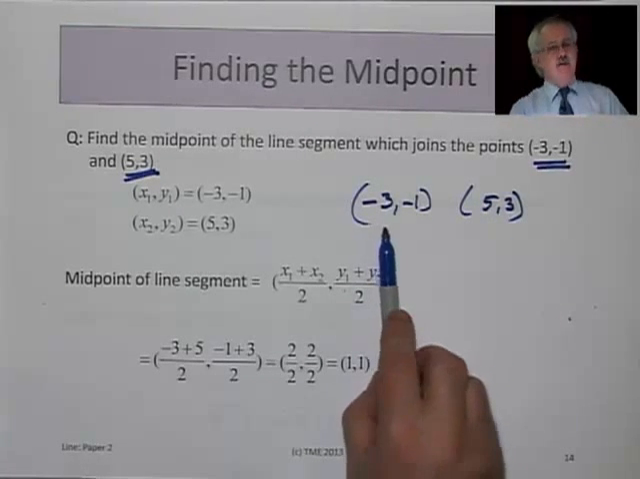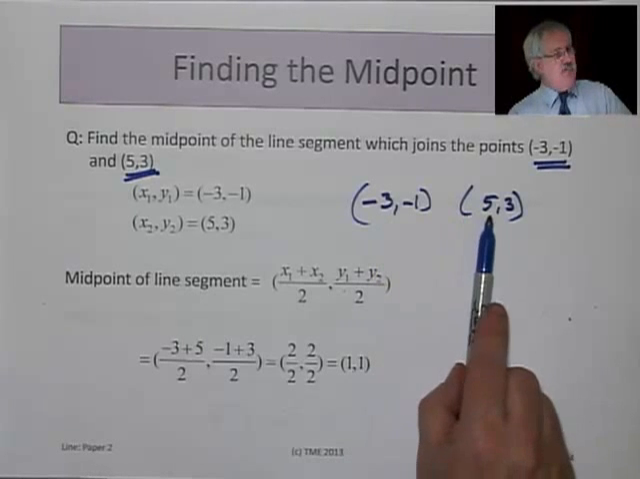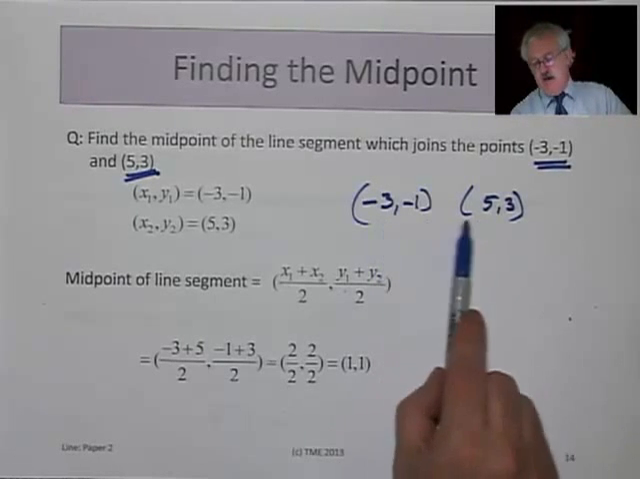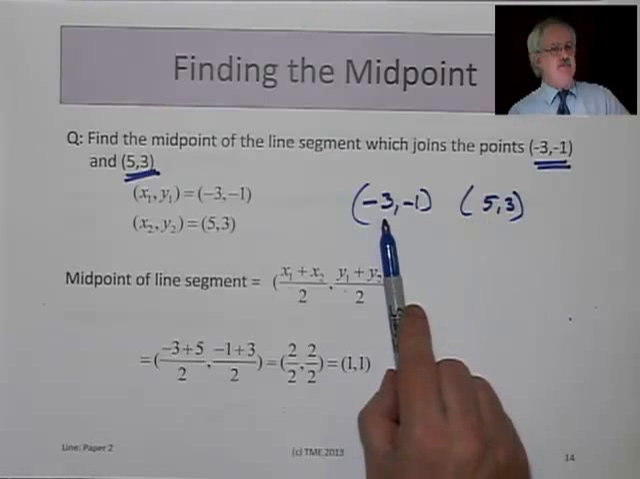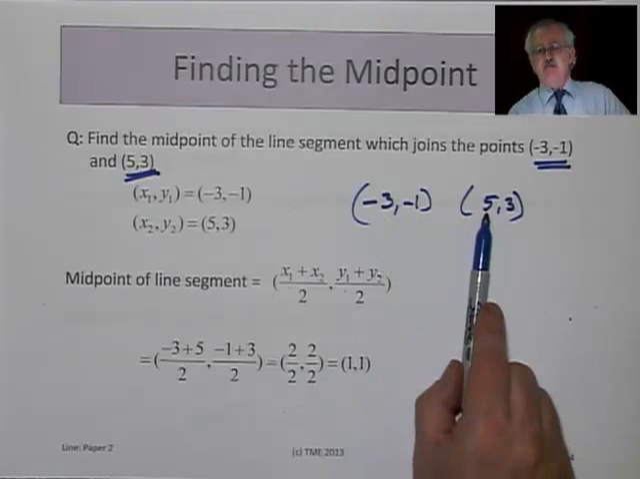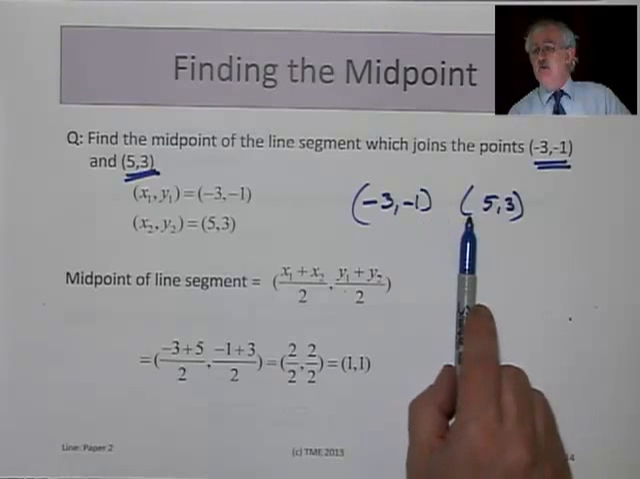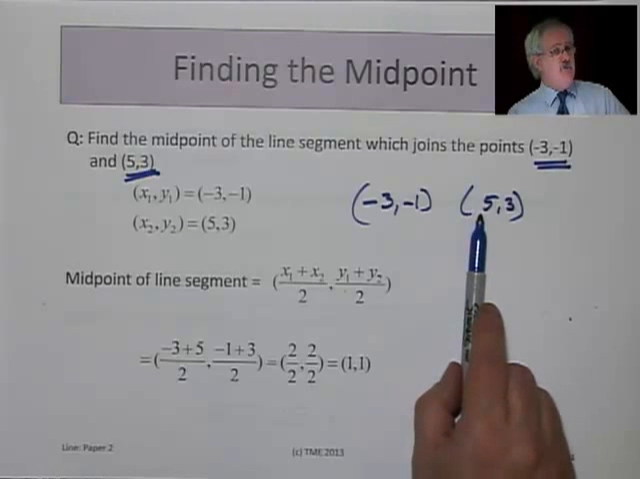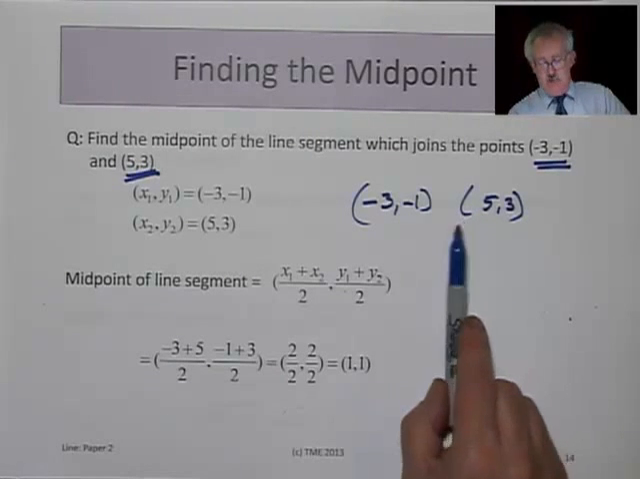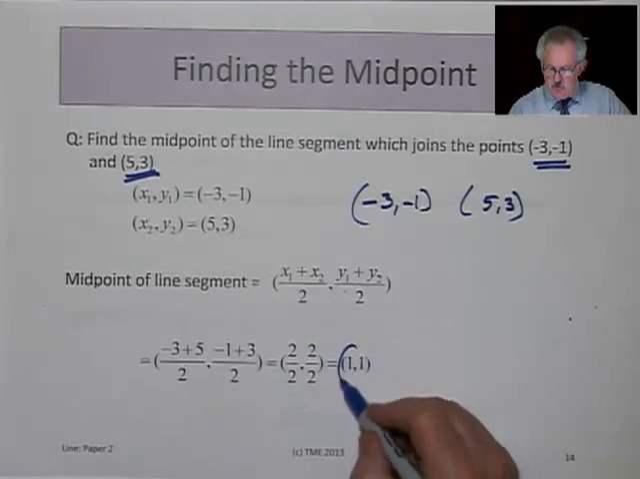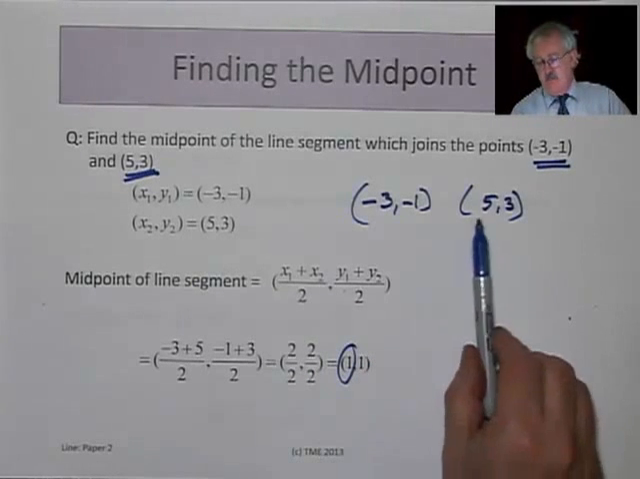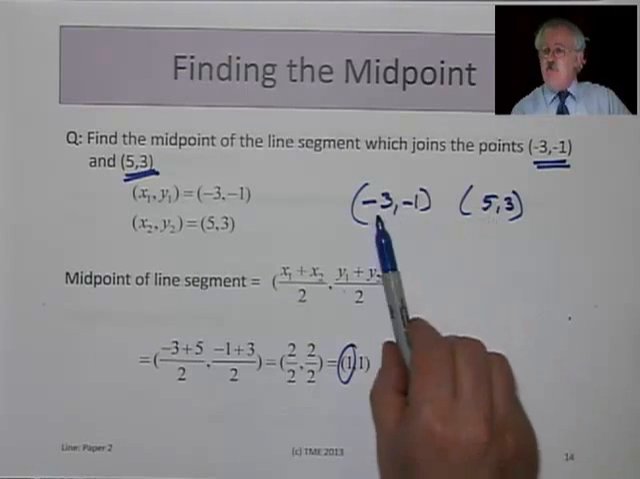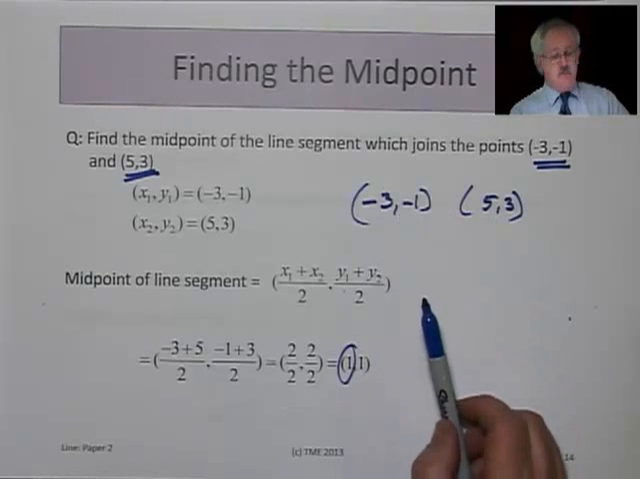You can consider minus 3 west and 5 east. What's halfway between 5 east and 3 west? Well, minus 3 plus 5 divided by 2. Minus 3 plus 5 is 2. Divided by 2 is 1. So the point 1 east would be 4 steps away from 5 east and 4 steps away from 3 west.